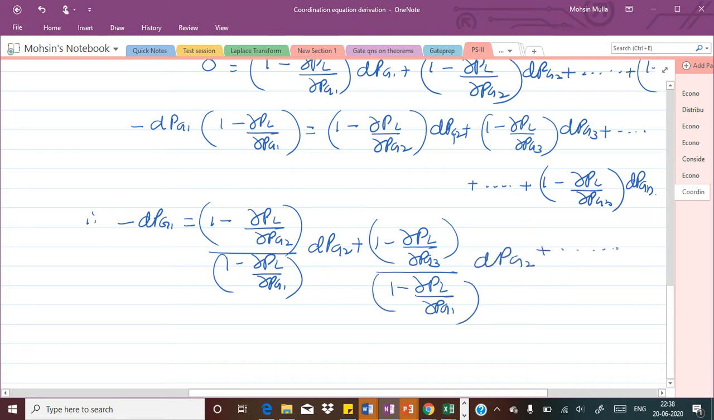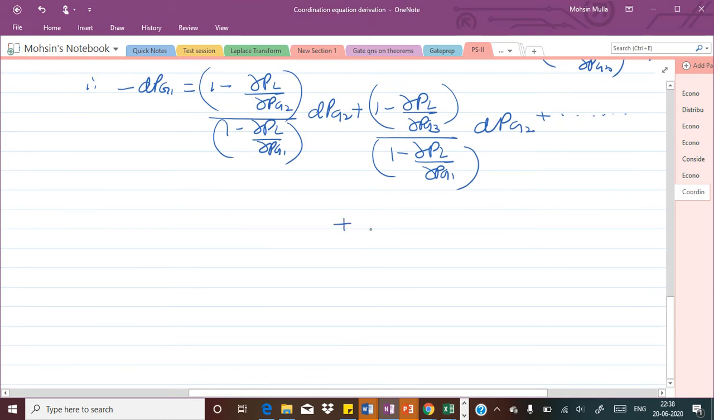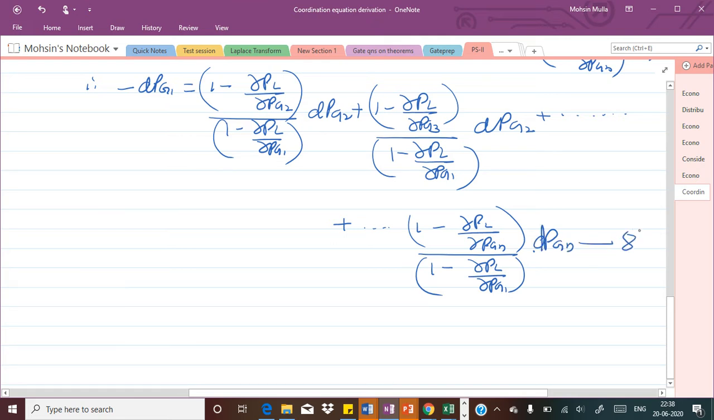plus this will continue so on, and we can write plus 1 minus ∂PL divided by ∂PGN divided by 1 minus ∂PL divided by ∂Pg1 times dPgn for the nth term. Okay, so this is what we actually get by substituting, or you can say by rearranging the terms of that dPgn equation.